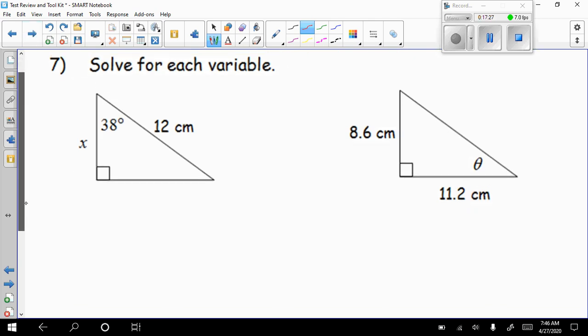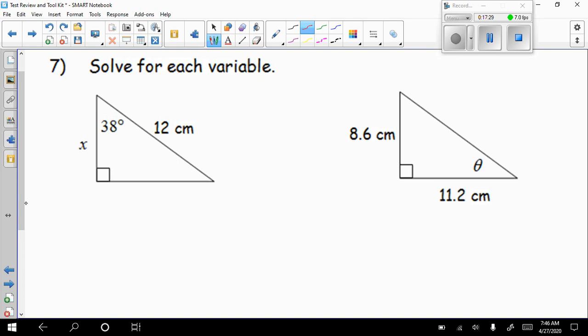Here, we're going to use our SOHCAHTOA to solve for things. In this case, they want you to solve for a side. Relative to the 38, this side is the side that we're looking for. The unknown is adjacent to it, and the 12 is the hypotenuse. So I'm not given anything about the opposite. I need something about the adjacent.